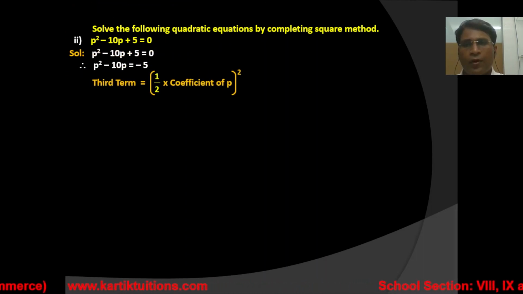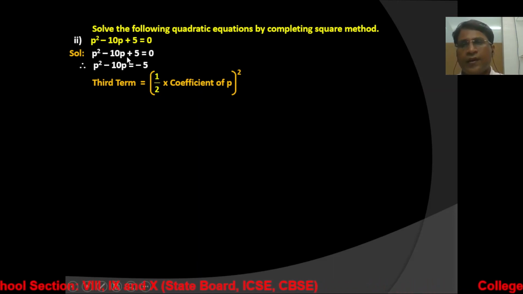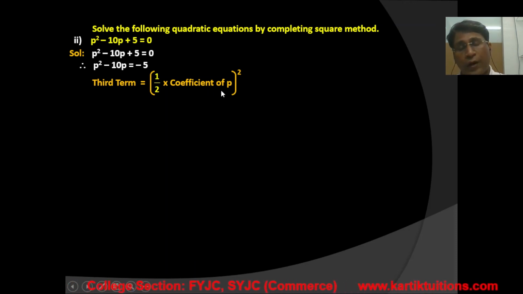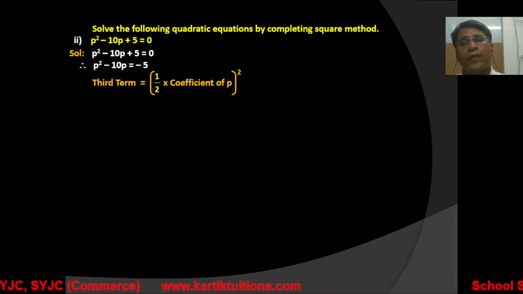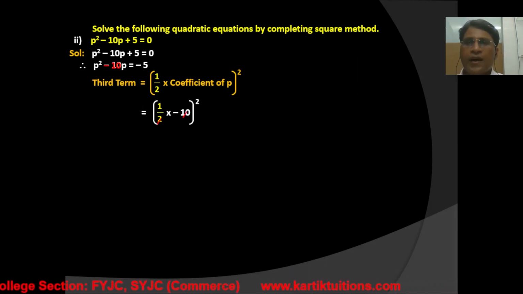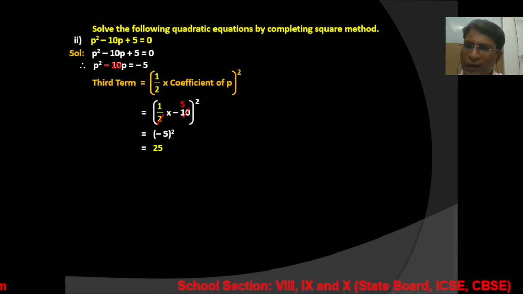Always remember, whenever you write this formula, take the variable as it is given in the question. In this question, the variable is p, so I have written half of coefficient of p. If you try to recollect, in the previous sum, the variable was y, so I had written half into coefficient of y. Now, what is the coefficient of p here? It's minus 10. So it is half into minus 10, the whole square. 2 1s are 2, 2 5s are 10. So it becomes minus 5, the whole square, which will give us 25.